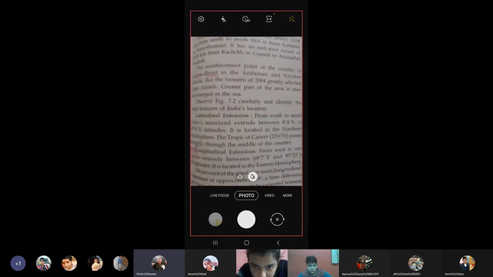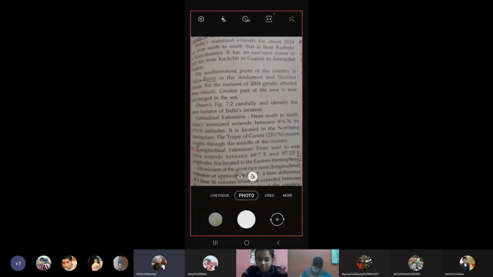Ma'am, where is it, ma'am? It is not marked here. If you want to see, search it on Google Maps, then there you will see India's Indira Point. Okay. It is in the Andaman and Nicobar Islands.